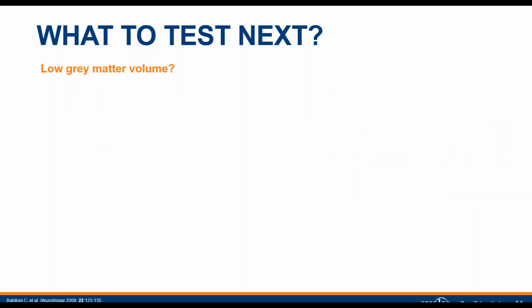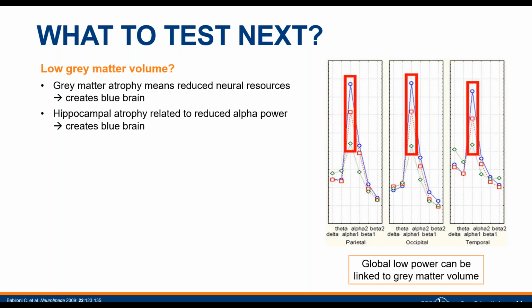And finally, I want to talk about low gray matter volume. So when you think about gray matter atrophy, that means reduced neural resources, which creates blue brain, right? If you literally don't have the neural resources to power any type of electrical communication within the cortex, you're going to see blue brain, because again, blue brain means you're just not creating the same type of energy that you would see normally. And hippocampal atrophy in particular has been shown to be related to reduced alpha power.